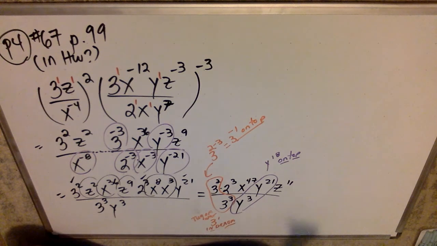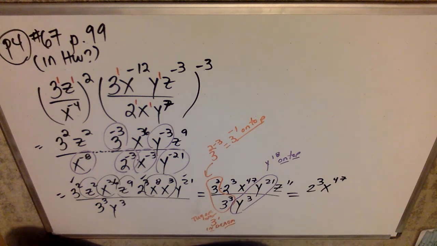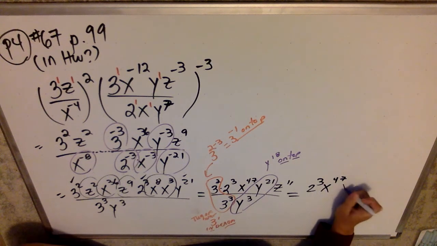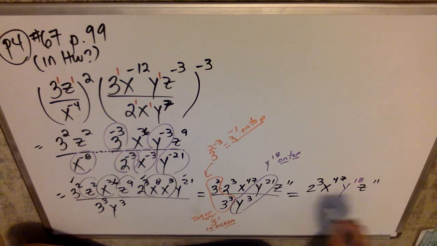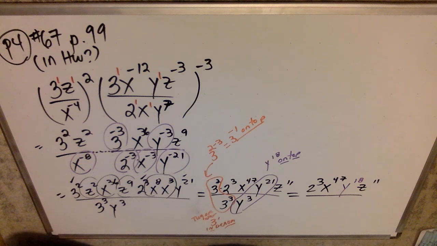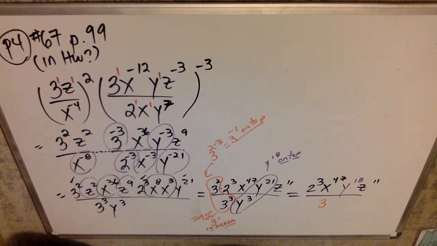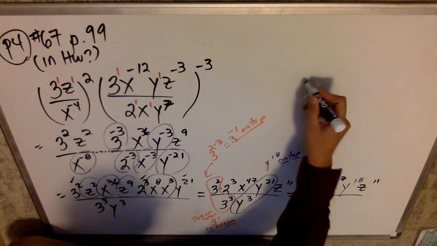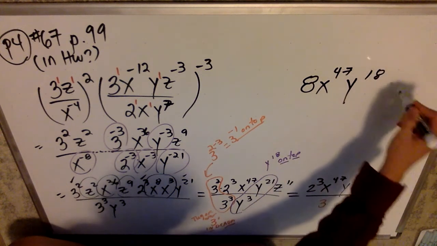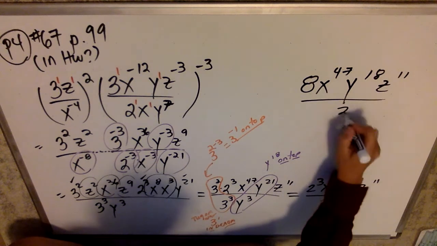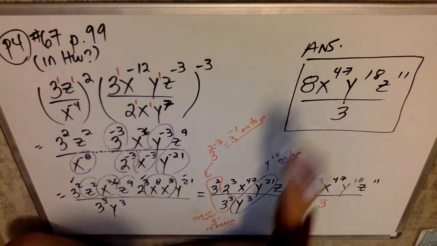So when I do that, I end up with a 2 to the 3rd, an x to the 47th, a y to the 18th, and a z to the 11th. And on the bottom, I end up with that 3 to the 1st power, just 3. So now the only thing left that I have to do is clean up that 2 to the 3rd, which is an 8. So my answer ends up being 8, x to the 47th, y to the 18th, z to the 11th, all over a 3 all by itself. And that's it. All right, cool.